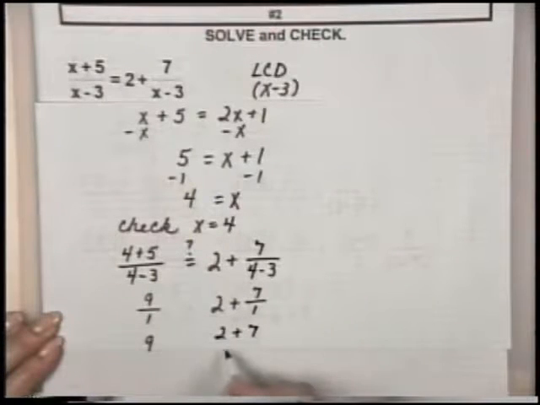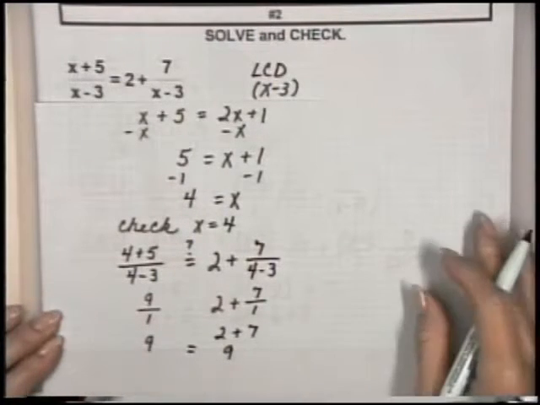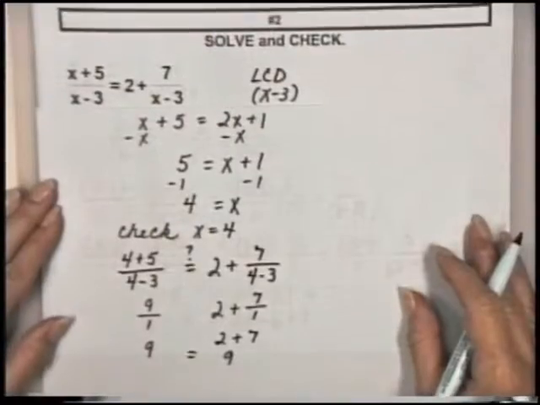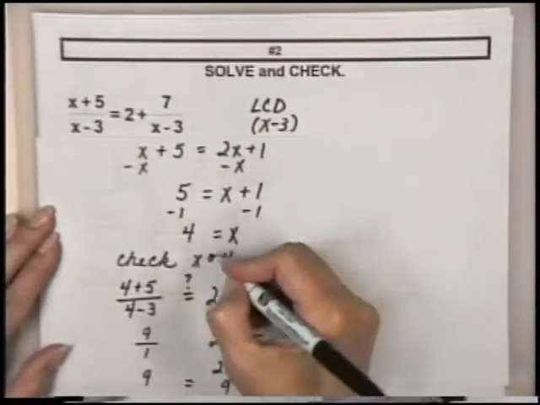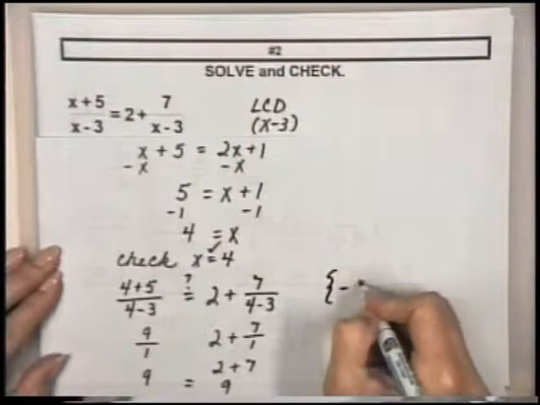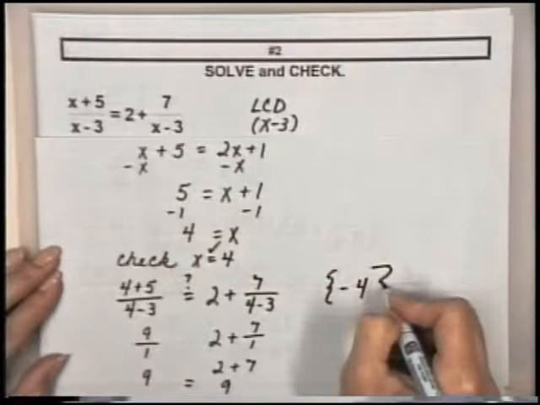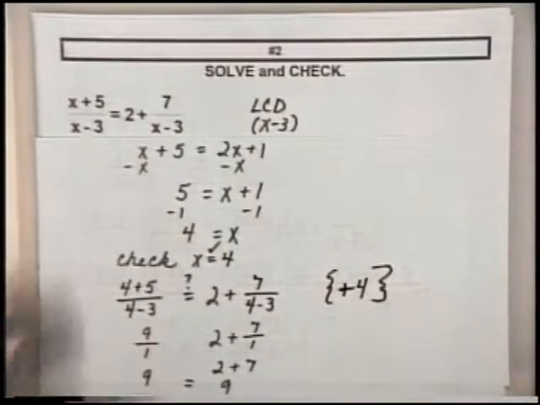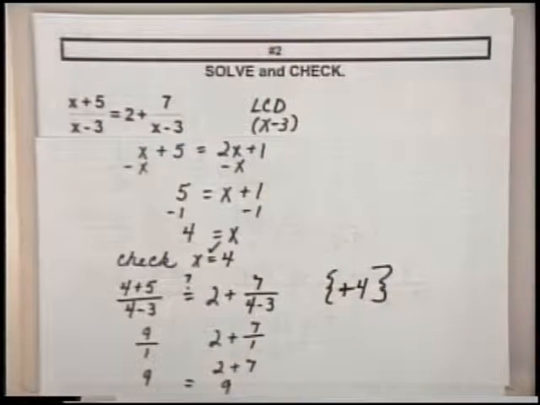So I have 2 plus 7. 2 plus 7 is 9. Since I have 9 equals 9, that tells me that x equals 4 checks in the original equation, so I will write it as my solution set. x is equal to positive 4.